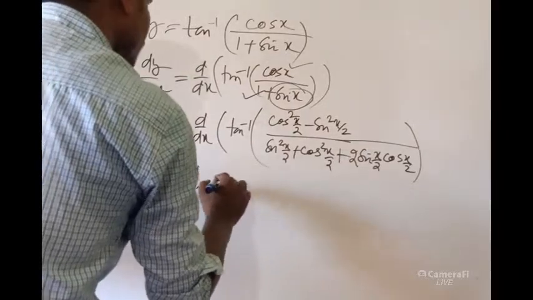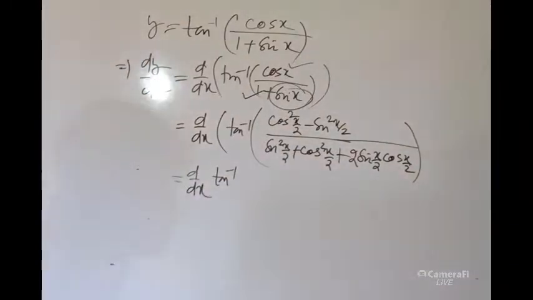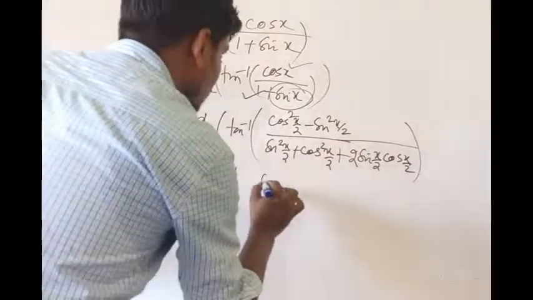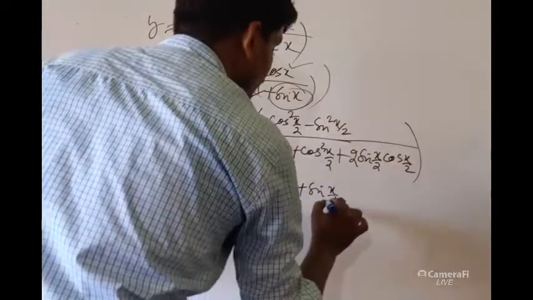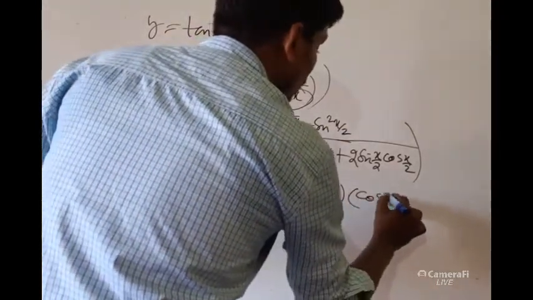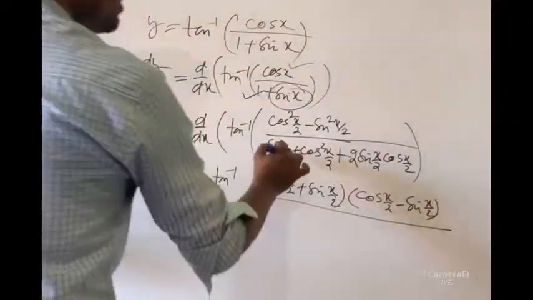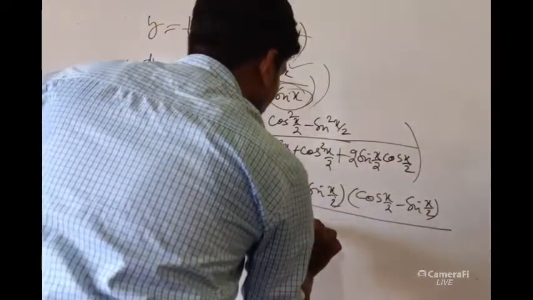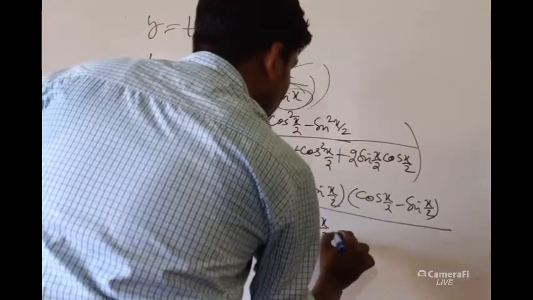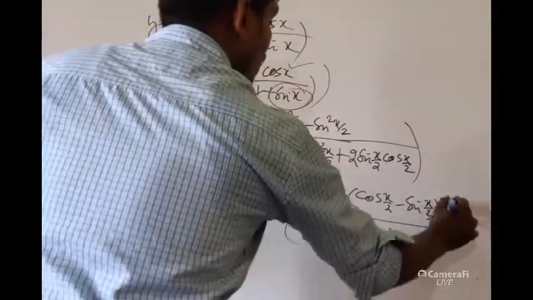Now this becomes d by dx of tan inverse, and this is cos square x by 2 minus sin square x by 2. This means a square minus b square, we can write a plus b and a minus b. This is cos x by 2 plus sin x by 2 and whole into cos x by 2 minus sin x by 2, and whole divided by this, a square plus b square plus 2ab means the square of a plus b. Okay, then sin x by 2 plus cos x by 2 then whole square. Okay, any doubt?